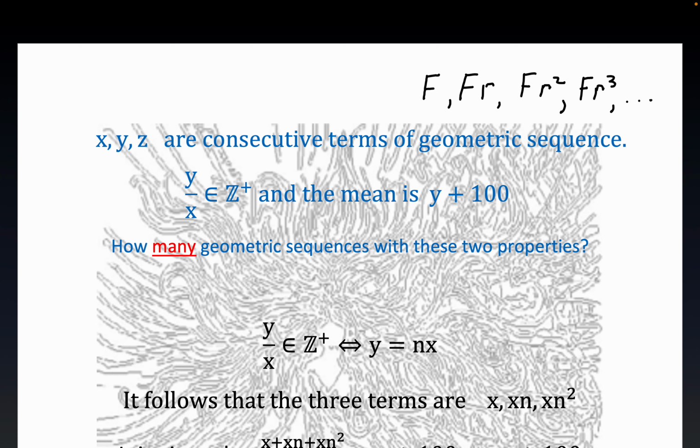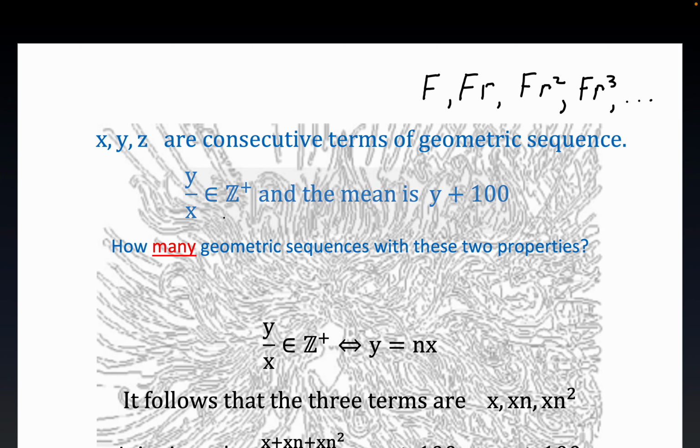Now, what we have here, again, this is a JEE problem, modified. It's a test they take in India to get into prestigious colleges, I think. Now, X, Y, and Z are specified as consecutive terms of a geometric sequence. We're also given this innocent-looking statement, Y over X is a member of Z plus, the positive integers, sometimes called the natural numbers. And then the mean is actually the second term plus 100. The mean of the three terms, when they're summed and divided by 3, is the middle term plus 100. So the question is, how many geometric sequences possess these properties?